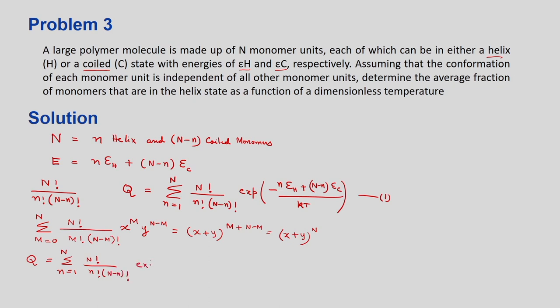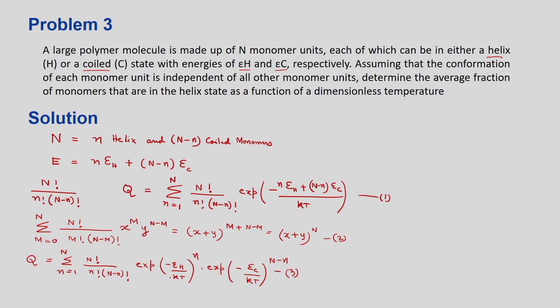So now what you can do, you can separate out the variables. Here I am writing (EH by kT)^n into exponential of (EC by kT)^(N minus n). Now, look up expression 2 and 3. Compare expression 2 and 3.